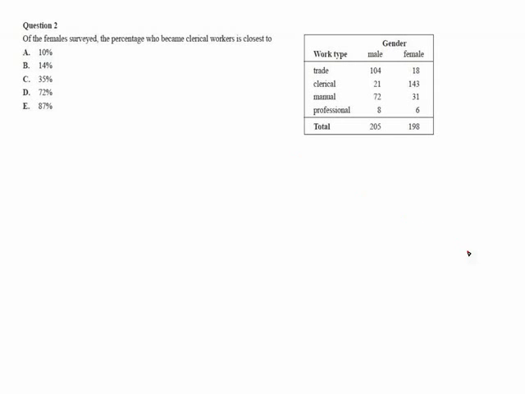All right, question number two asks, of the females surveyed, the percentage who became clerical workers is closest to. So we're doing percentages here, and what they're asking us is, of the females that were surveyed, so of the females only, and clerical workers is the other one. So I've got my table, and I've just pasted it here for you.